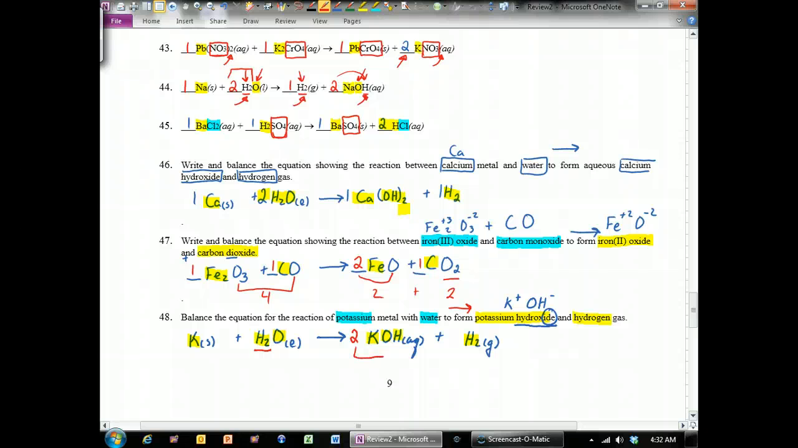Now I have 2 hydrogens here plus 2 more over here. That's a total of 4 hydrogens. And so over on the reactant side, to get 4 hydrogens, I put a 2 in front. This balances out my oxygens. I've changed my oxygens, but they've stayed balanced. So my coefficients are 1, 2, 2, 1.